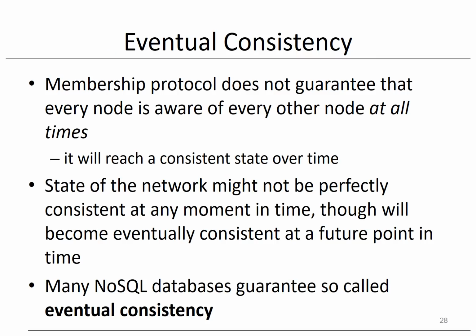Recall that the membership protocol does not guarantee that every node is aware of every other node at all times, but guarantees that up-to-date information will spread through the network so it will reach a consistent state over time. This affects read and write operations clients perform, as they must deal with the fact that the state of the network might not be perfectly consistent at any moment in time, though will become eventually consistent at a future point in time. Many NoSQL databases guarantee so-called eventual consistency.